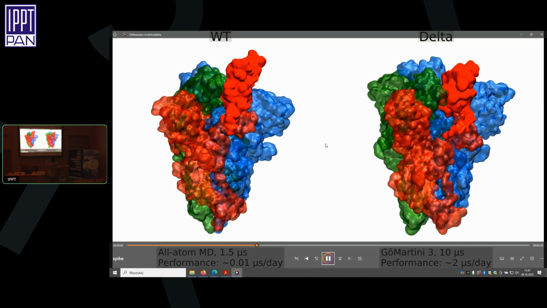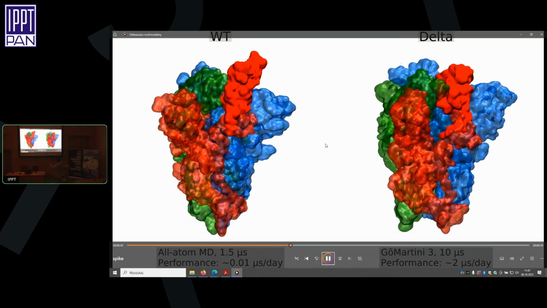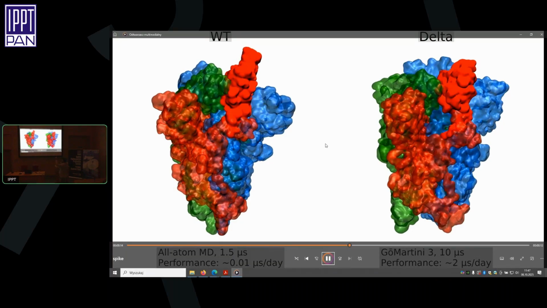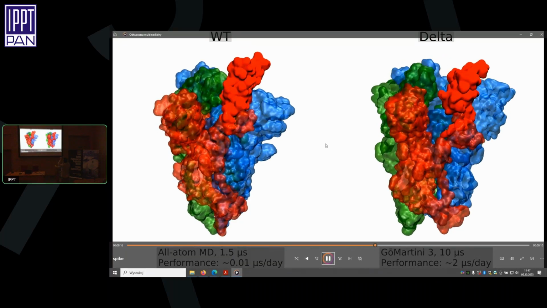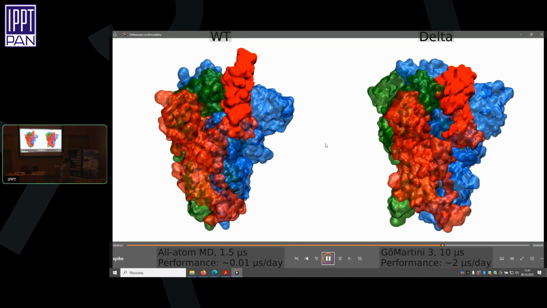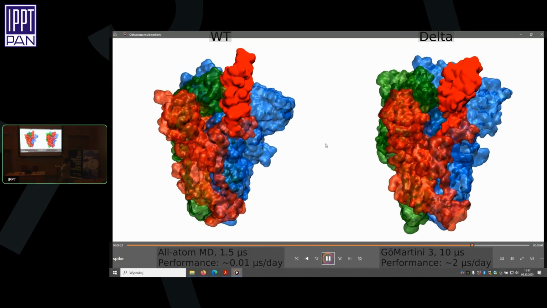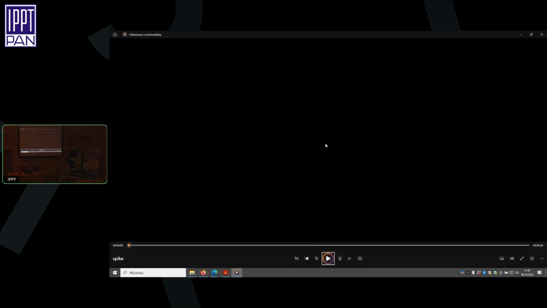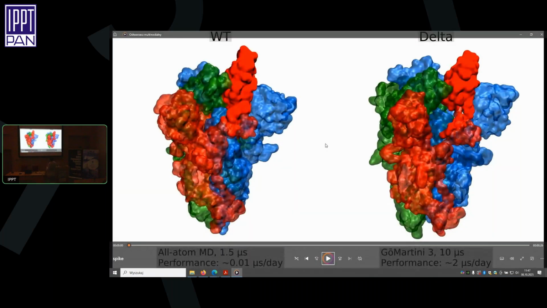Okay, so these are basically the wild type, and this is Delta. So basically, you could see the RBD staying in the up conformation in the wild type, while in the Delta, you see with the GōMartini simulations, well, basically this is the down state, right? So we see that transition much more often, which is not possible in the wild type variant.